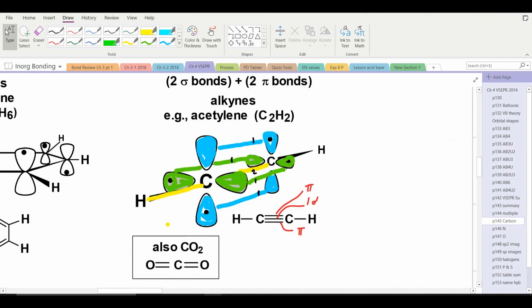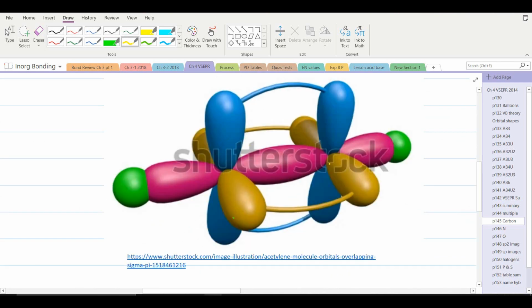Let's take a look at an image of this. So here's an image representing the orbitals in sp hybridized carbon. There's a carbon here and here. And we'll consider the carbon on the left sigma bonded to a hydrogen, and then sigma bonded to a carbon. That's sp hybridized. It's linear.